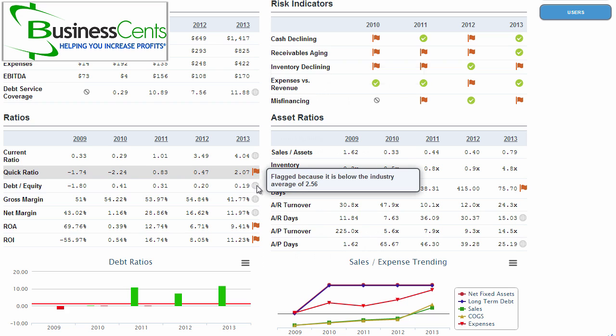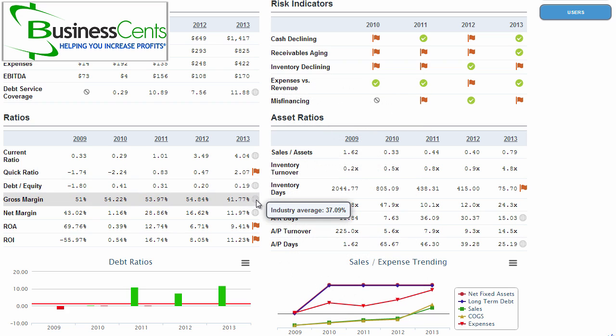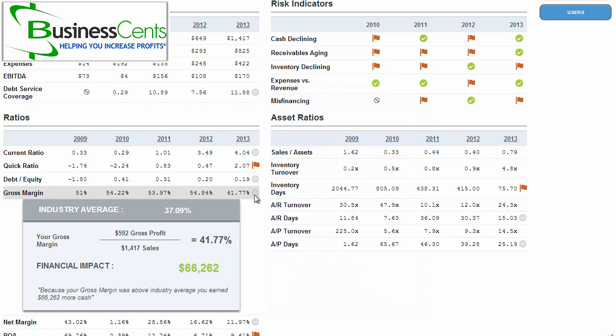Now, certain ratios have a big impact on your cash availability or the bottom line, things like gross margin. So here you can see the breakdown of gross margin, where the industry average is 37, but your gross margin is 41, which is better than the industry, which means that because you're running more efficiently, you have a financial impact of $66,000. That's fantastic. Because your gross margin was above the industry average, you earned $66,000 in more cash. That's a great indicator for how you're running your business.